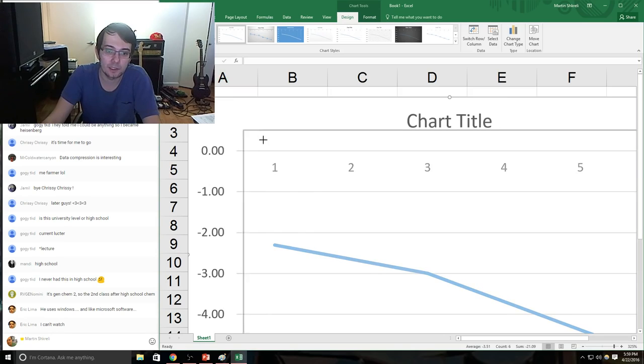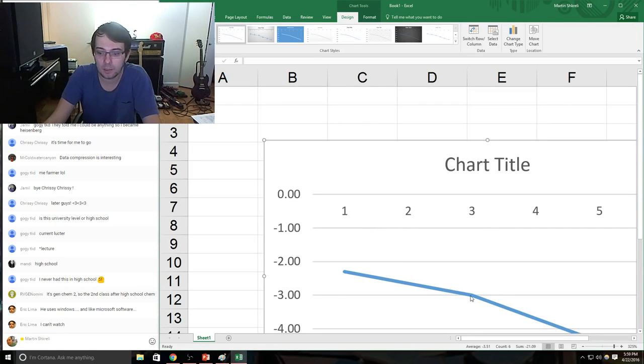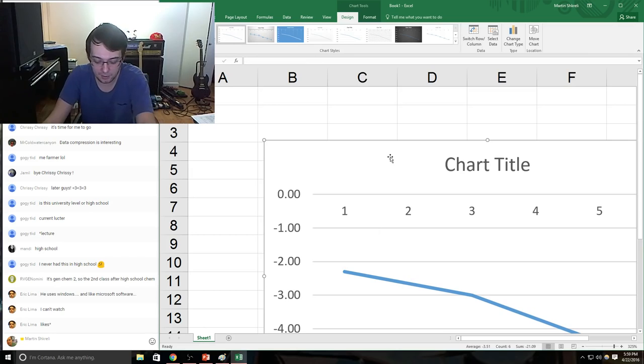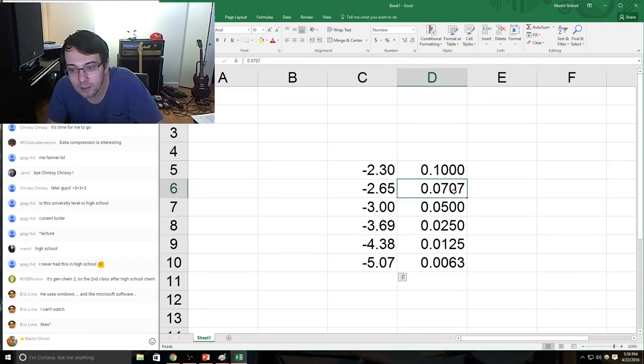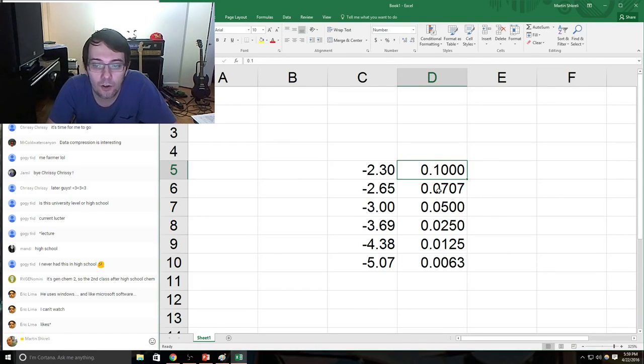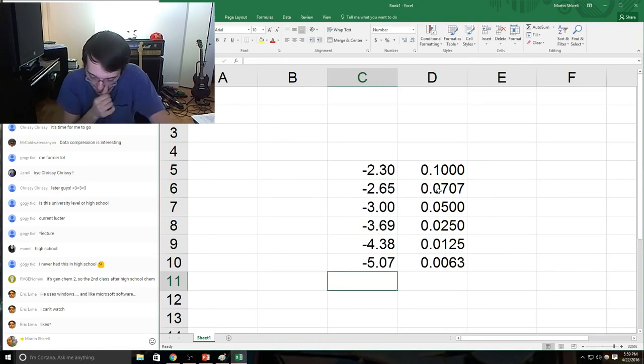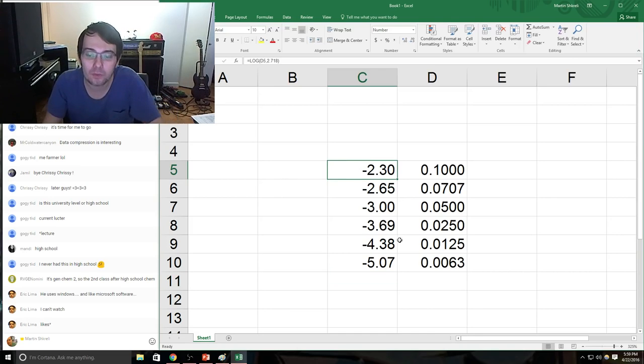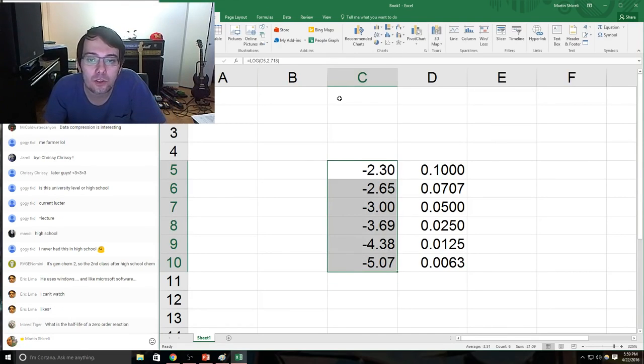This doesn't really look linear, does it? Because there's a bend here. Well, the reality is that there's an error that is explainable. And let's make sure that we got this right.